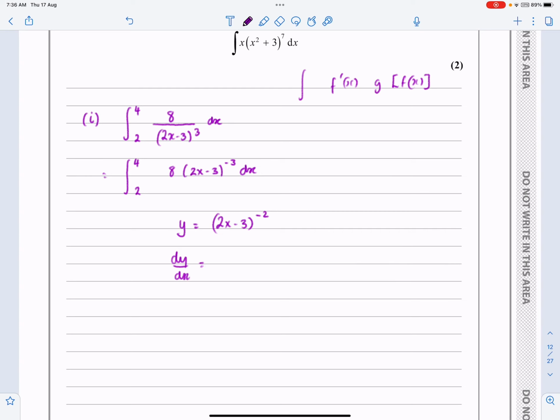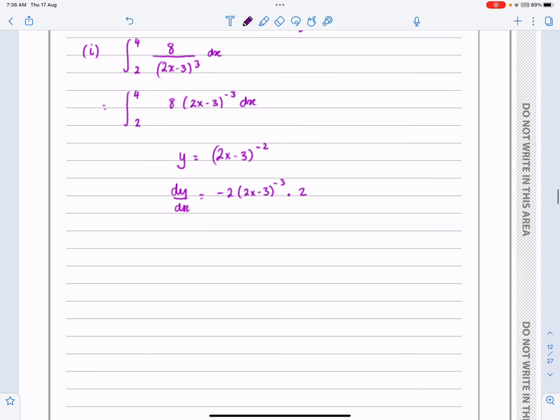What is the differential of y equals (2x minus 3) to the minus 2? Right, so go through the process. Multiply by the power. Take one off the power. Multiplied by the differential of what's in there, so multiplied by 2, which now means that the differential of what we had there, (2x minus 3) to the minus 2, is minus 4 (2x minus 3) to the minus 3.